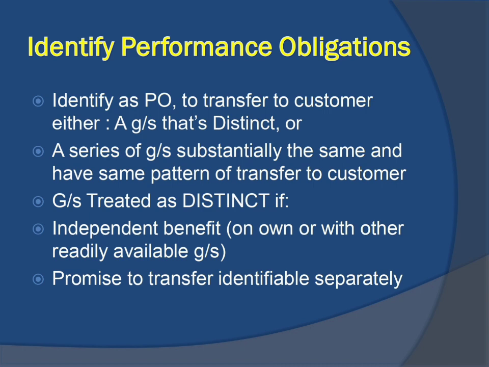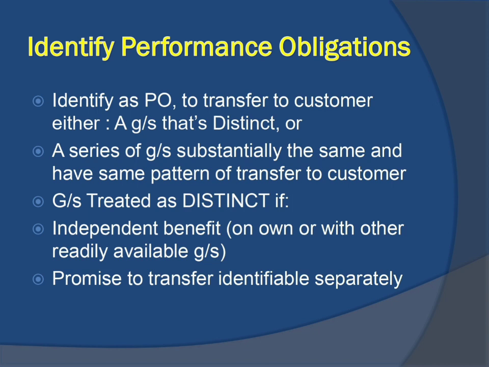A good or service is treated as distinct if both of the criteria are met. The first, independent benefit: the customer can benefit from the good or service either on its own or together with other resources that are readily available to the customer. The second criterion is that the entity's promise to transfer the good or service to the customer is separately identifiable from other promises in the contract.